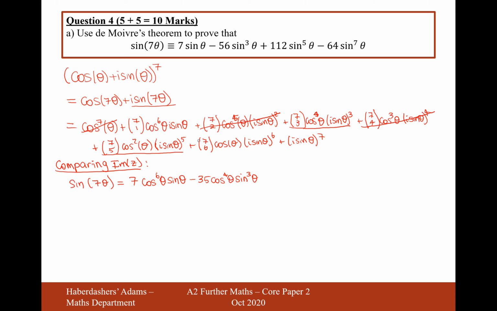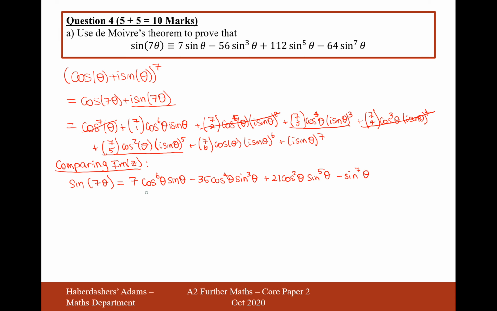This bit here will have an i in front of it. Now i to the power of 5 is back round to i, so it's going to be 7 choose 5, which is 21. So it'll be plus 21 cos squared theta sin to the power of 5 theta, and then the final bit is just minus sin to the power of 7 theta, because i to the power of 7 is minus i.